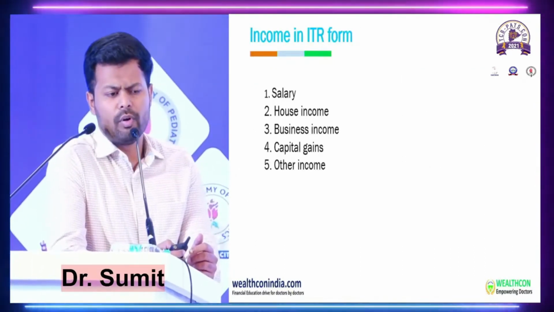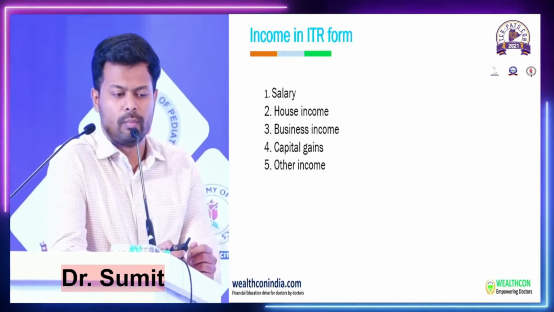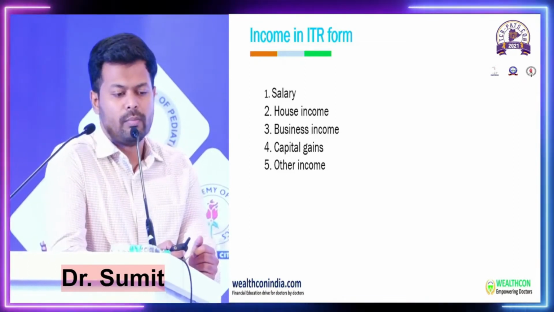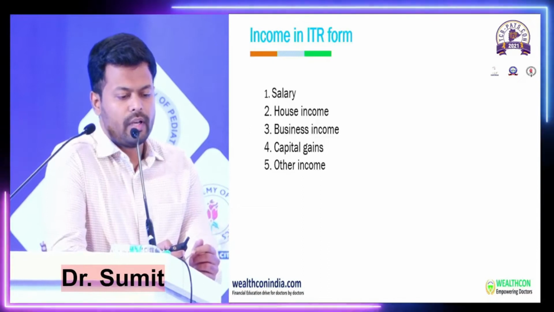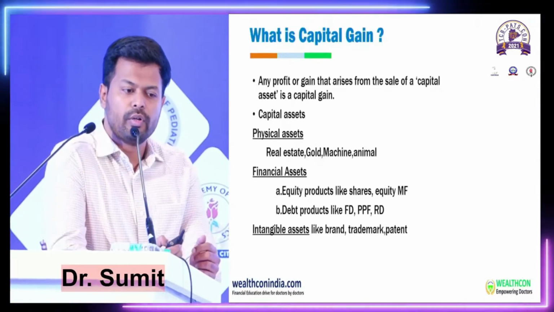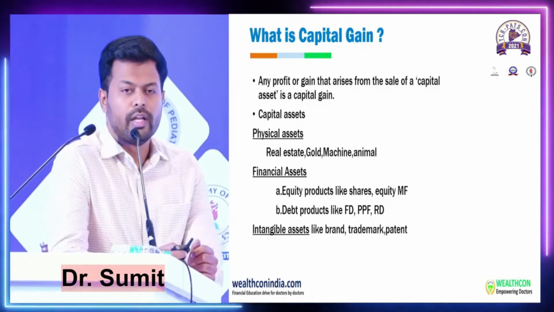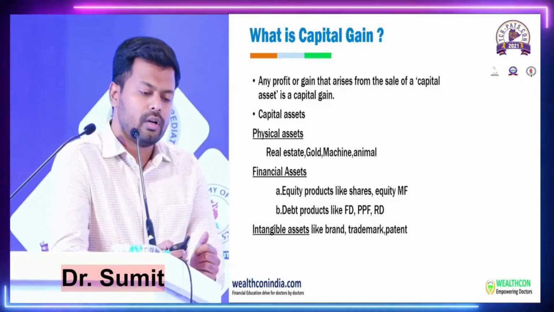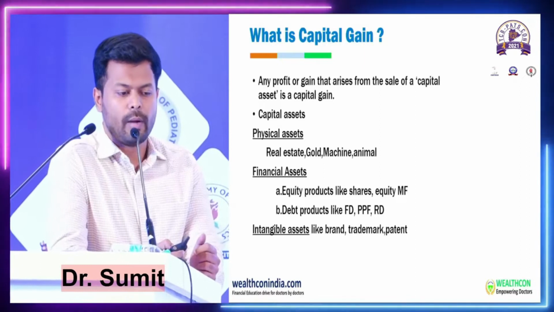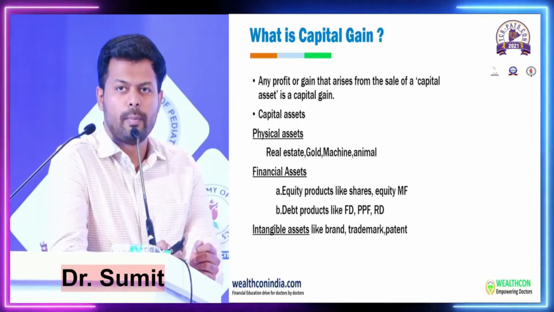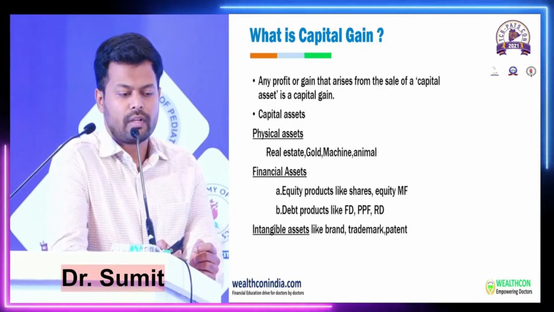In the ITR form, there are different headings for income: salary, house income, business income, capital gains, and other income. Today we are going to talk about capital gain. So what is capital gain? Any profit or gain you get from the sale of a capital asset is considered capital gain. So what are capital assets?